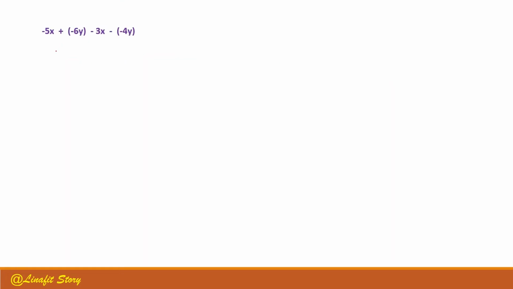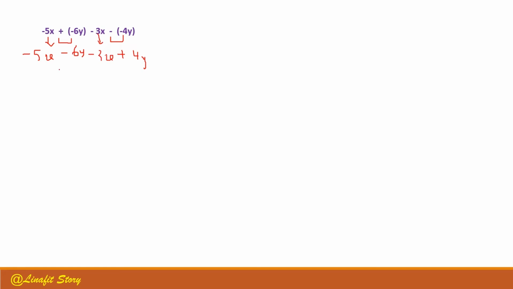Now here, without using a calculator, simplify the expression negative 5x plus negative 6y minus 3x minus negative 4y. So over here, this is positive, this is negative. You meet your enemy. The result is negative 6y. This is negative, this is negative. So you meet your friend. The result is positive 4y. And copy the rest. So negative 5x minus 6y minus 3x plus 4y.